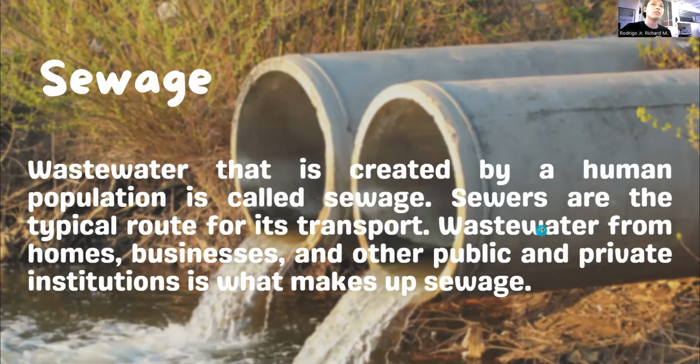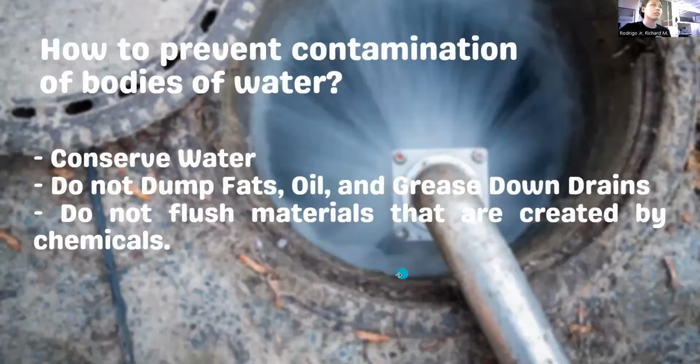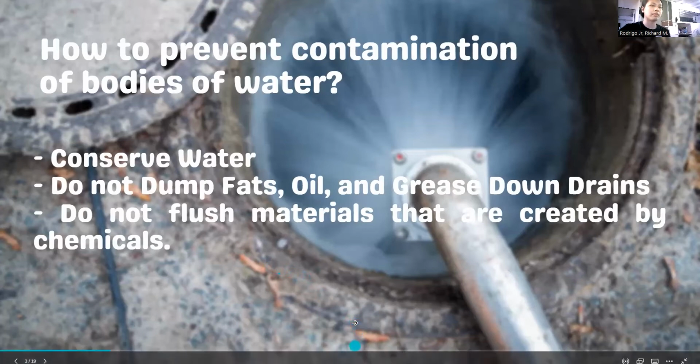So, what do we do to prevent the contamination of bodies of water? The first basic thing we should do is conserve water. Two, do not dump fats, oil, and grease down drains. And lastly, do not flush materials that are created by chemicals.